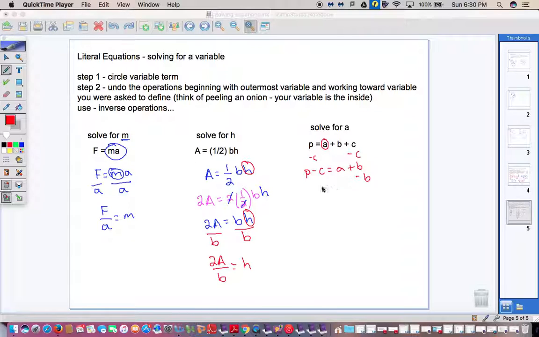Now I'm going to get rid of this b. So I have p minus c minus b is equal to a. That would be my final answer because I am in terms of a. So I have a is equal to p minus c minus b. And I am done.